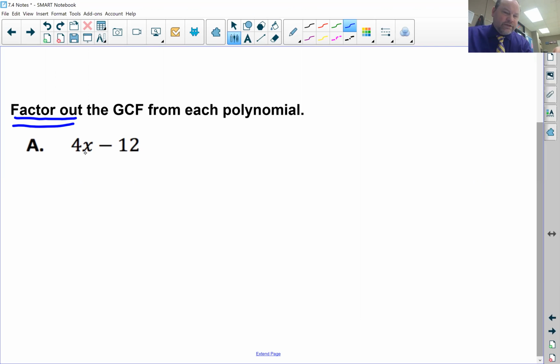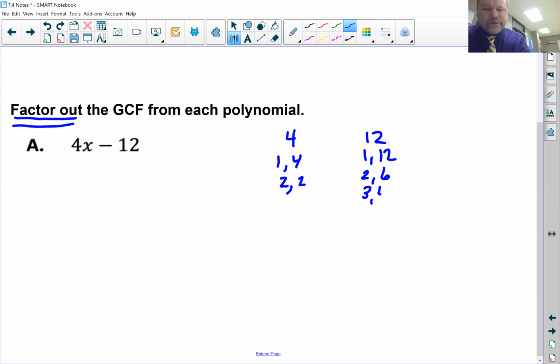So 4x minus 12, finding the greatest common factor. Again, if it helps, list out the factors. 2 and 2, again, you could just list the 2 there once. And the largest number that is common to both is that 4. So we're going to write the common factor, and then we're going to put parentheses in.